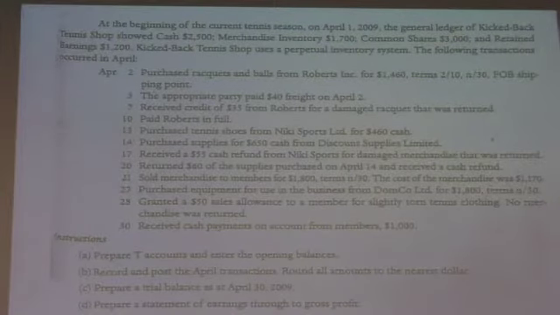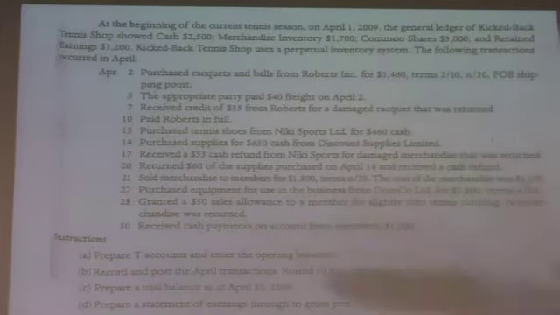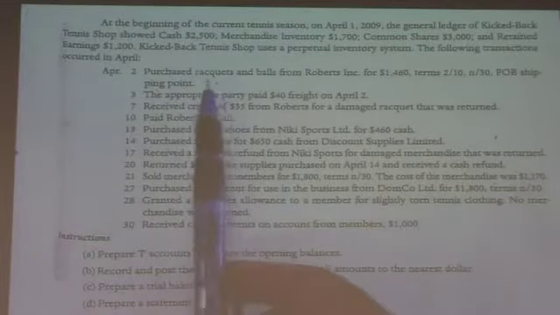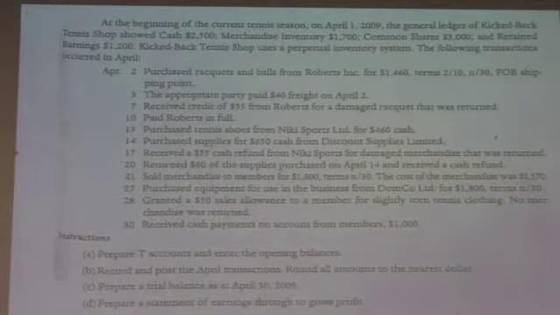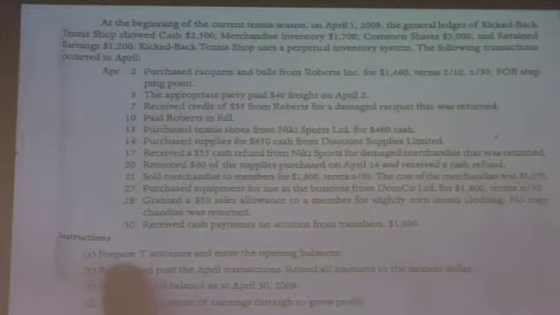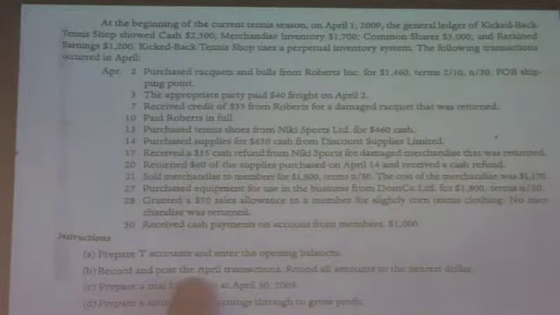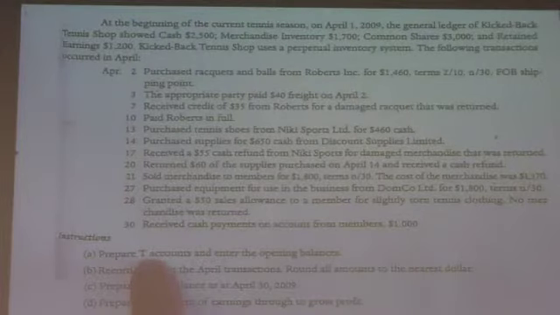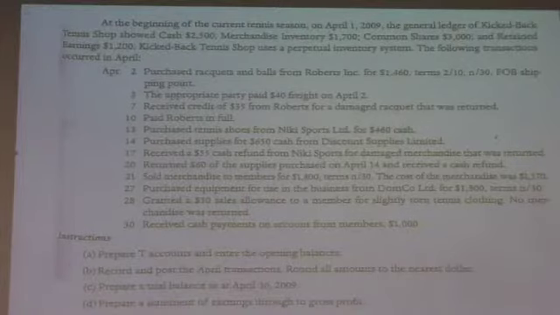Now, these are the transactions in April, and we're going to go through and prepare the journal entries for each one of these. We're asked to not only record but also post to the T accounts for each journal entry, and then prepare a trial balance and, of course, a statement of earnings. So let's look at the first journal entry.